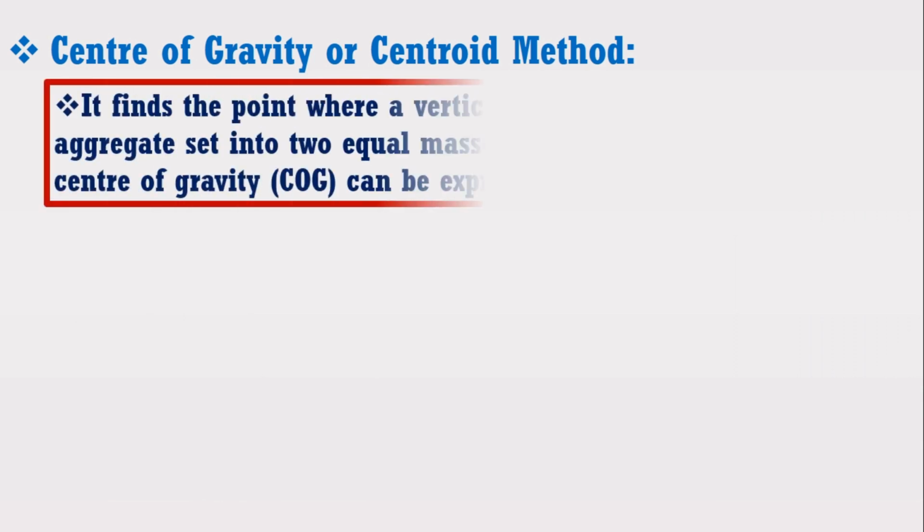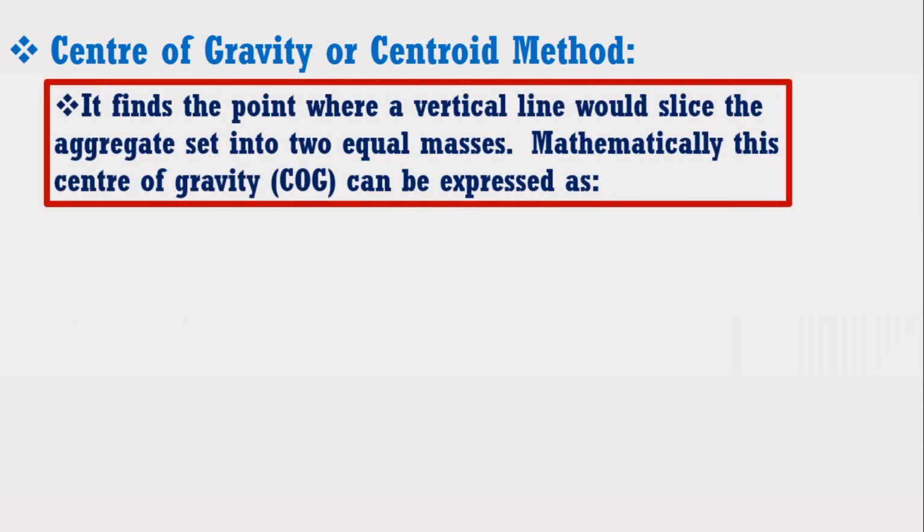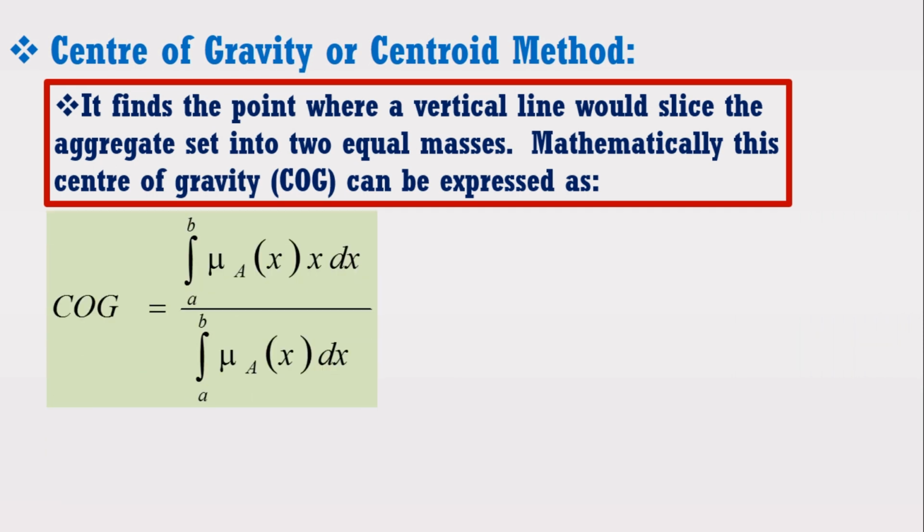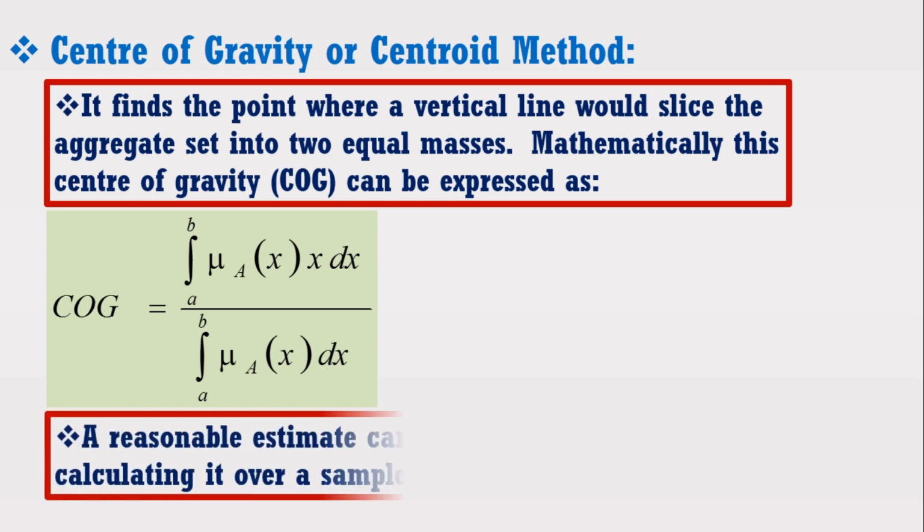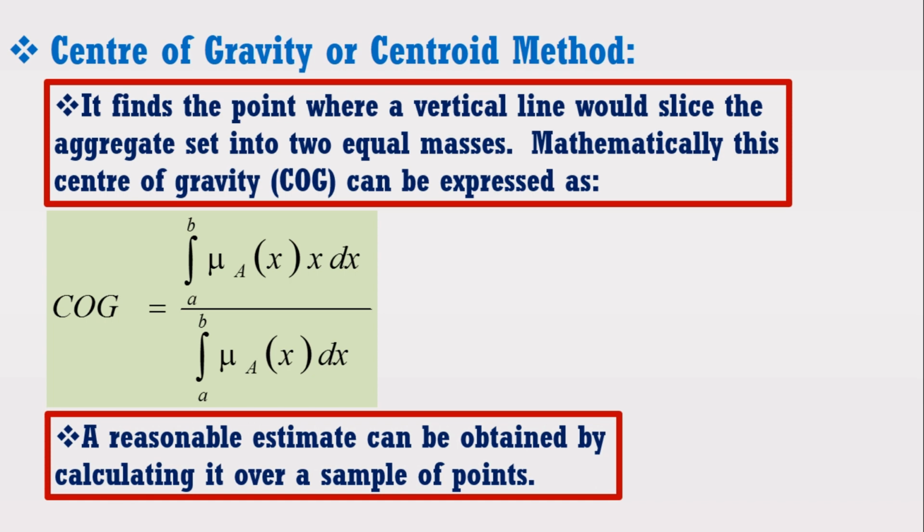The center of gravity method finds the point where a vertical line would slice the aggregate set into two equal masses. Mathematically, the center of gravity can be expressed as below, where mu is the membership degree and x is its value. In other words, all these values with their weights or membership degrees are taken into account to find the center of gravity or single output. A reasonable estimate can also be obtained by calculating it over a sample of points.